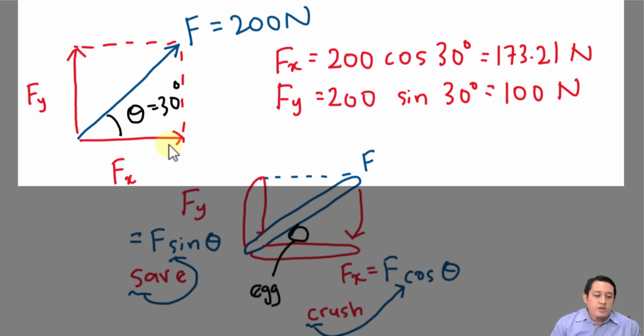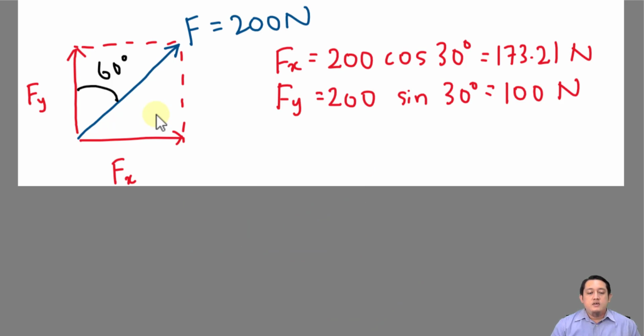Okay, let's try to change the position of our angle. If the angle here is 30, then the angle here is supposed to be 60 degrees, correct? So let's remove this 30 degrees, and we also want to remove the one below here. Now the angle we changed from 30 to 60 here. So let's use the same method, which is the crush or save method.